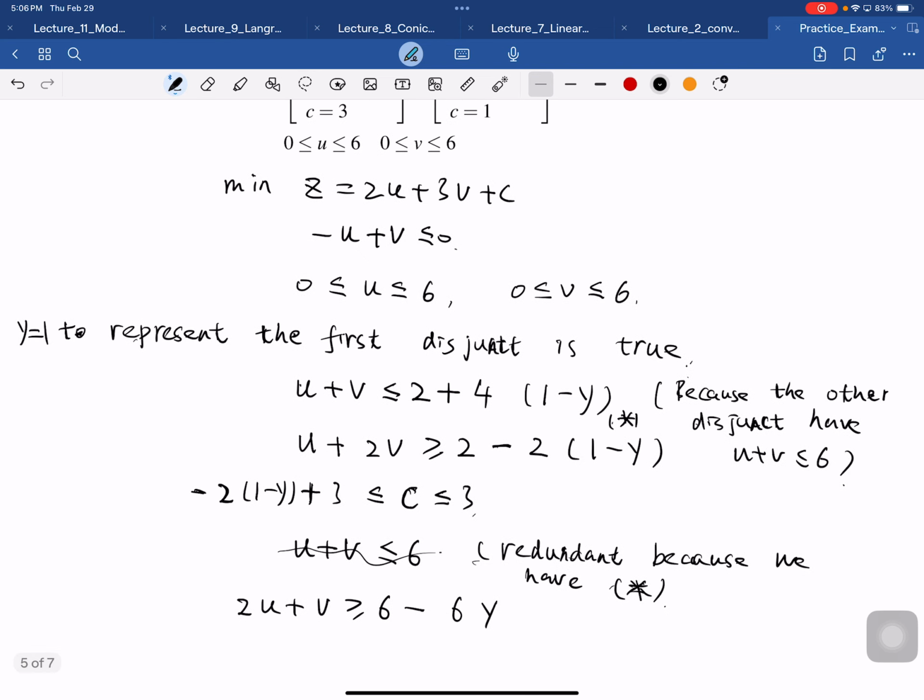And finally, we have c equals 1 for the second disjunct. Then you can say c is less than or equal to 1 plus M times y, and greater than or equal to 1, right? Since the other disjunct has c equals 3, we don't really need to add a big M here. But on the right-hand side, I think we should add a big M of 2, right? So that's the rationale for choosing the appropriate big M values.